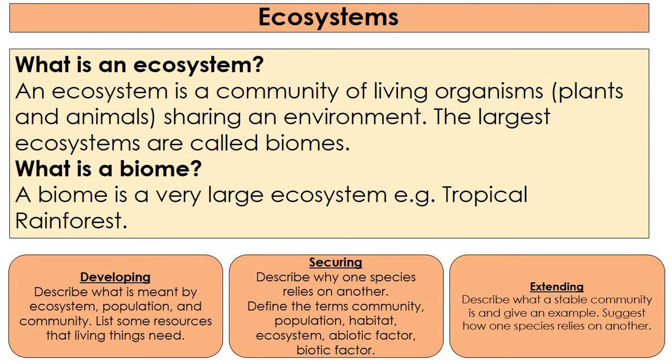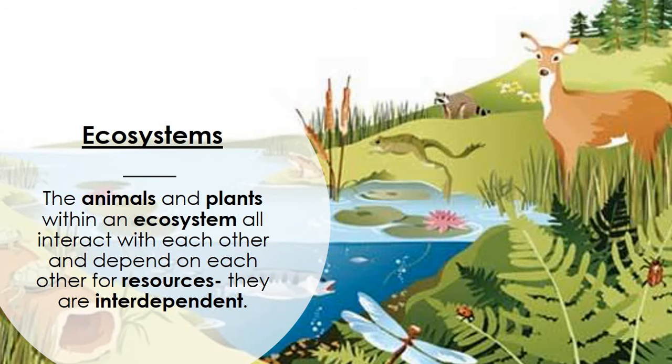So, what is an ecosystem? An ecosystem is a community of living organisms, plants and animals, of course, sharing an environment. The largest ecosystems are called biomes, and a biome is a very large ecosystem, such as a tropical rainforest. And within that tropical rainforest, there will be different, smaller habitats. The animals and plants within the ecosystem all interact with each other and depend on each other for resources. We call this interdependence.